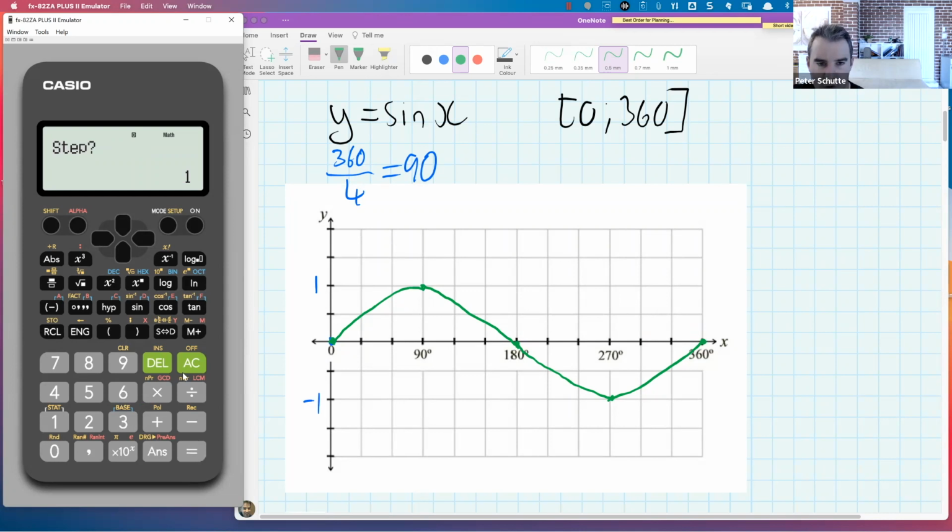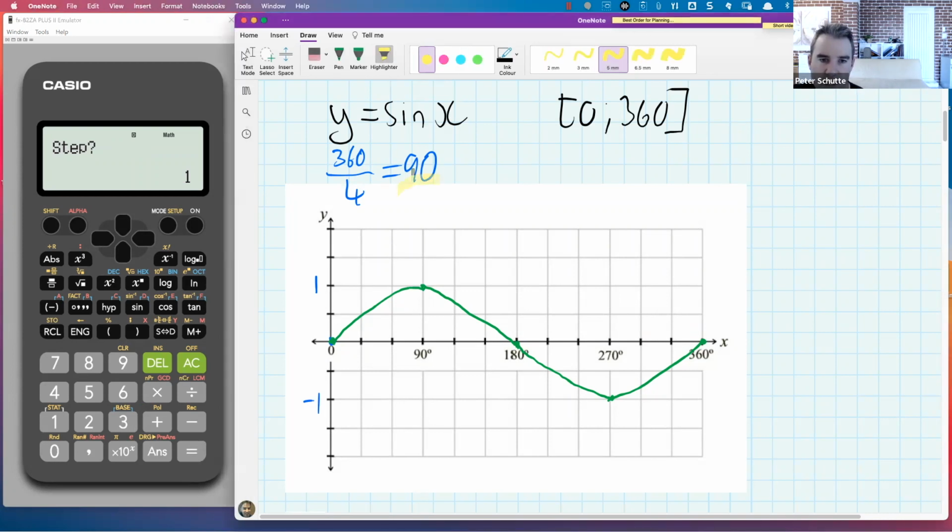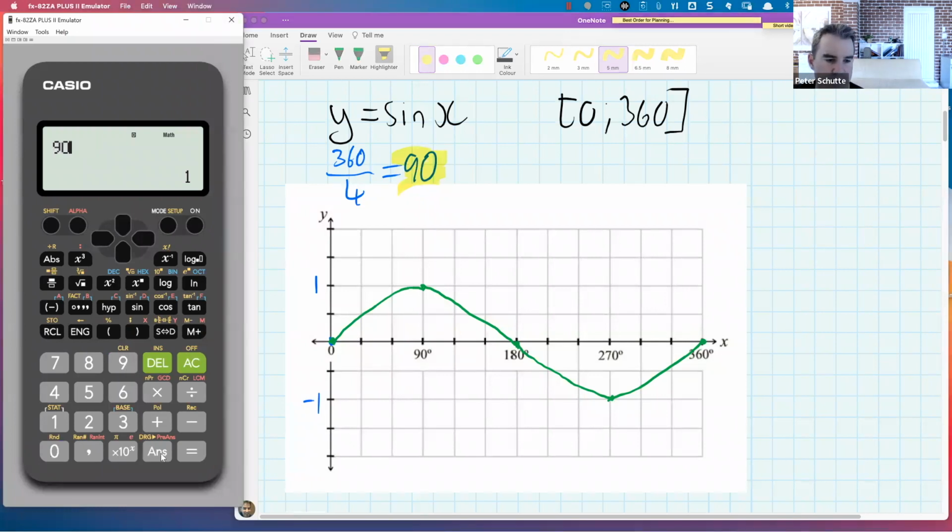Then we have this thing called the step size. And that's what I was talking about earlier with working out the 90 degrees. Because the period of the graph is 360, and for the sine graph we have 4 sections, the step size that we're going to put in is going to be 90. And if I hit equals, what we notice is we get a table where various points that are helpful to me are given to me.